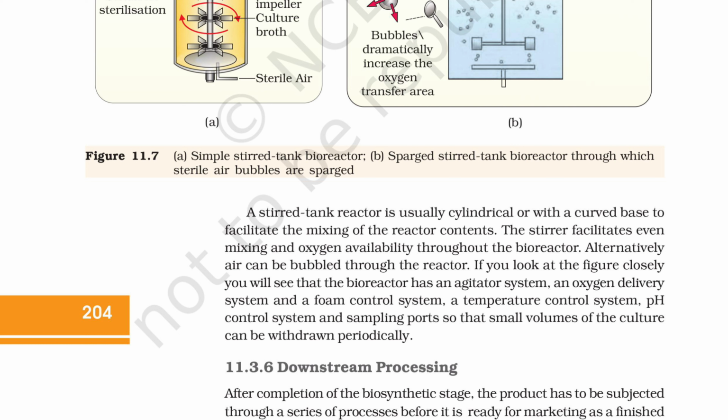If you look at the figure closely, you will see that the bioreactor has an agitator system, an oxygen delivery system and a foam control system, a temperature control system, pH control system and sampling ports so that small volumes of the culture can be withdrawn periodically.